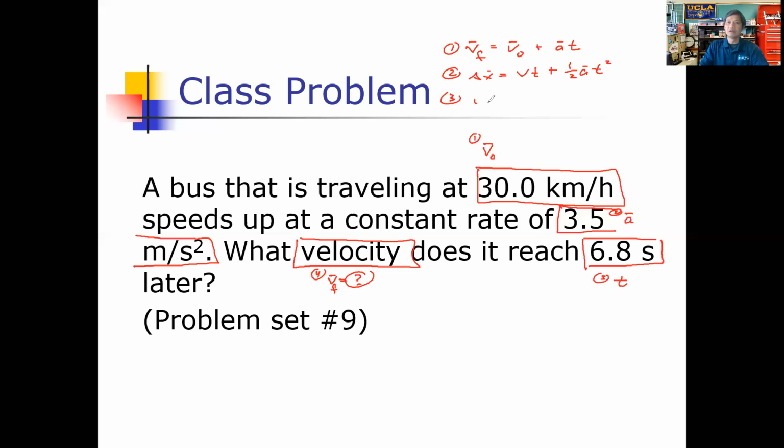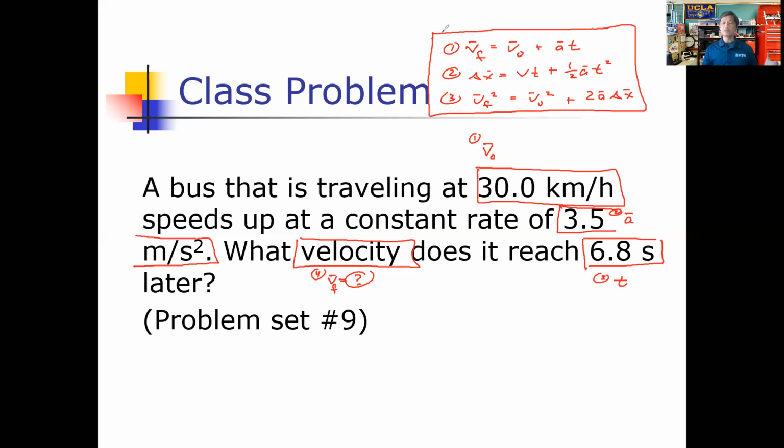So we have three equations that we've gone over so far. Make sure you have these written down. You'll come across one more as you move forward in physics. Once you've finished identifying what you're given and what you're solving for, look at the kinematic equations and decide which one will allow you to solve for your unknown, given everything else you have.